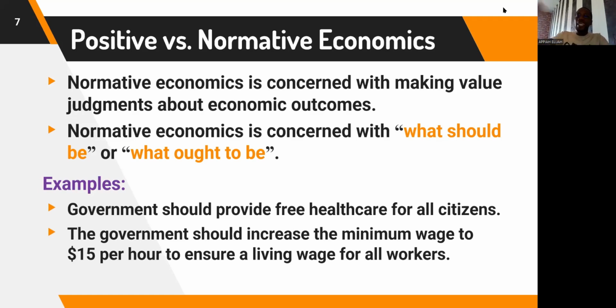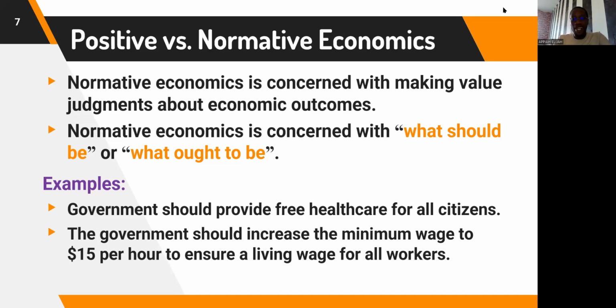The government should increase the minimum wage to, let's say, 200 Ghana cedis a day to ensure a living wage for all workers in Ghana. When you make that statement, it is an opinion that you are expressing to the government on what action to take. If it happens that Ghana's minimum wage were to be 200 Ghana cedis a day, that would have been very fine considering the current economic situation. But unfortunately, that is not how it is.